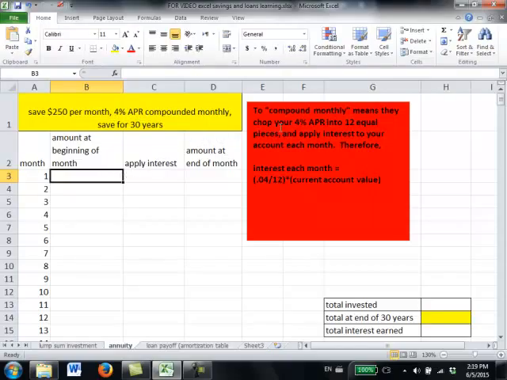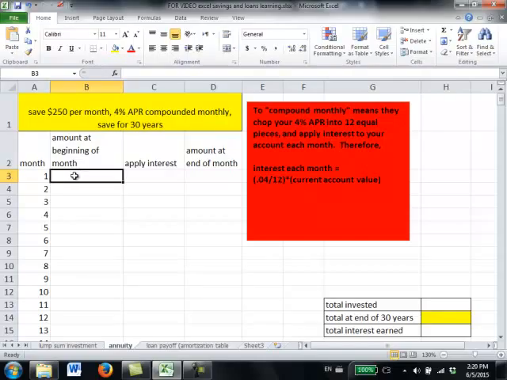So, first thing to understand about the APR compounded monthly, remember that means that the bank will go in and take your 4% annual rate, divide it into 12 equal pieces, and then give you a twelfth of that annual rate every month. So they will every month take 0.04 divided by 12 and multiply it times the amount you have in your account at that time. That's how they figure out your interest every month.